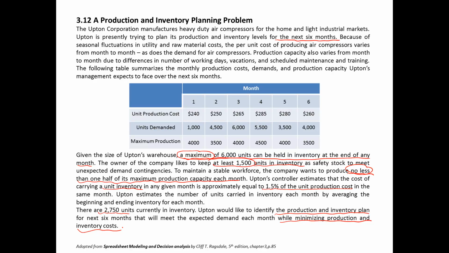Okay, and let's think about, okay, what's the decision here? Or what do they want to do? Okay, so this is our decision, right? And the decision contains two parts: how many to produce and how many to put in the inventory. Okay, and what's the objective? Minimize production and the inventory cost.